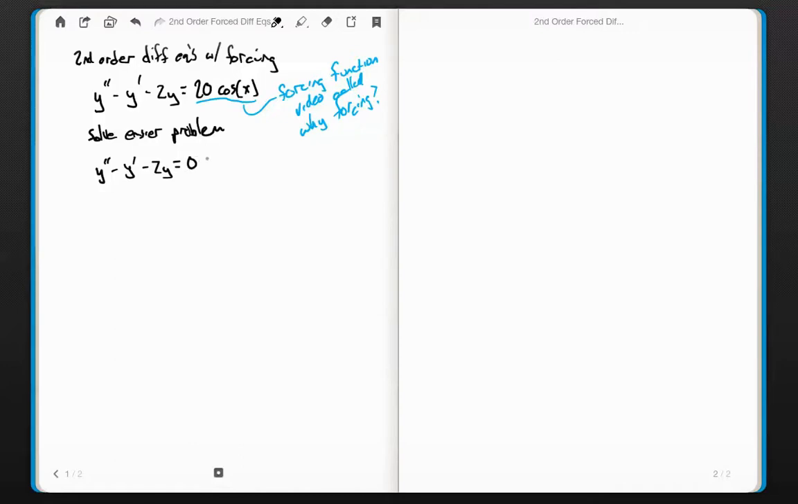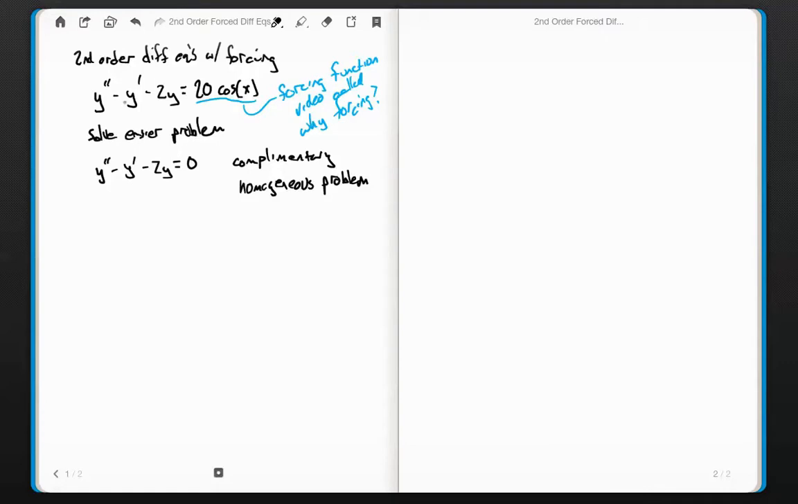Right? So now this is homogeneous. And I'm going to say this is the complementary homogeneous problem. It's complementary because it's related to this problem in that the derivatives are all the same. The differential operator is the same. But I neglected the forcing function, so it kind of is the complementary problem to this one.